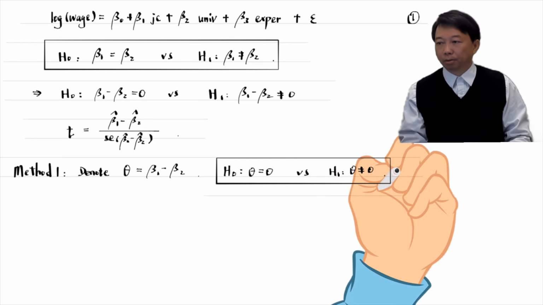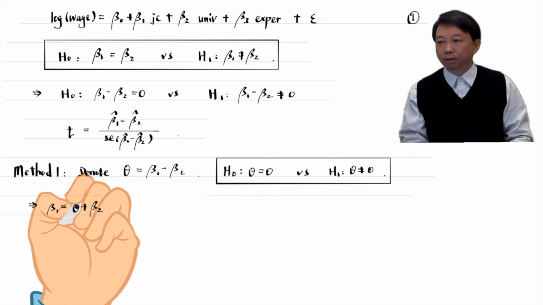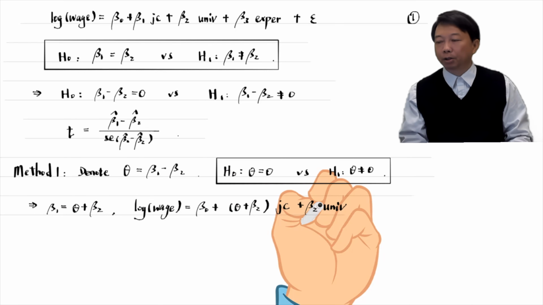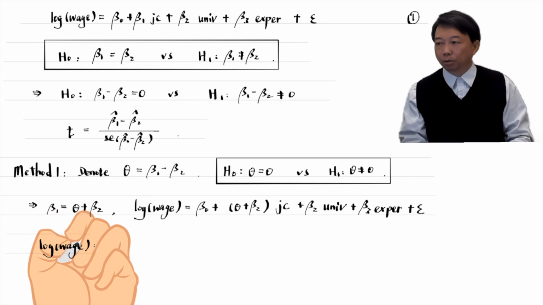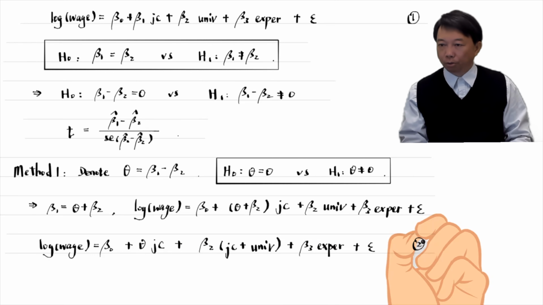What we need to do is to rewrite the model so that theta appears directly as the coefficient of one of the explanatory variables. We express beta 1 as the sum of theta and beta 2, and then plug it into the original model. It leads to equation 2.